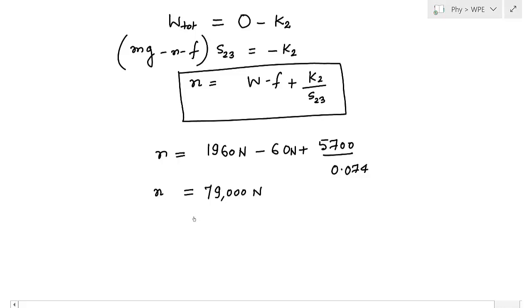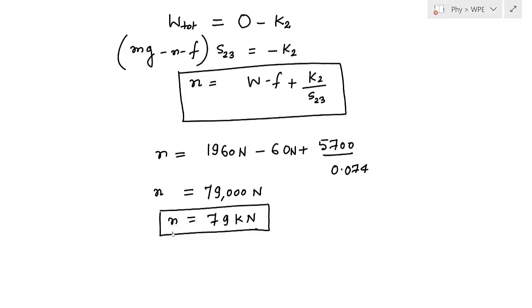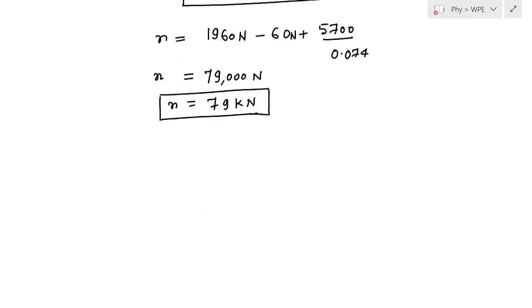If you calculate all this, the normal reaction will be 79000 Newton or 79 kilonewton. This is the normal reaction that will be applied on the hammer by the I-beam. And if you see Newton's third law, the same amount of force will be applied by the hammer onto the I-beam. One important point in this case, you see this normal reaction is much larger than the weight of the hammer.